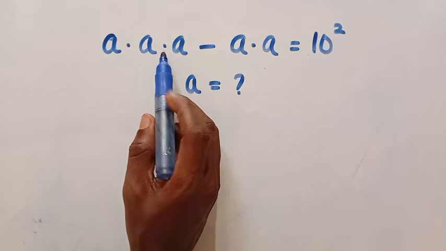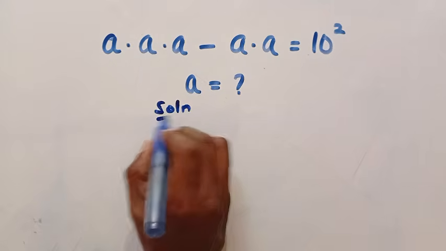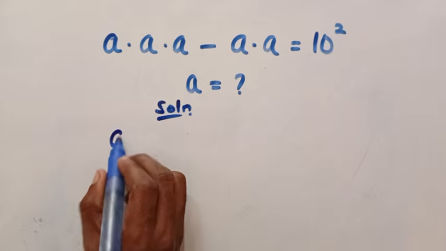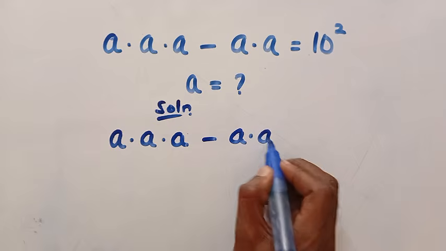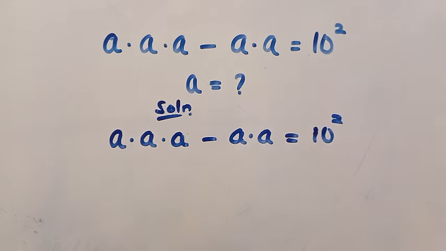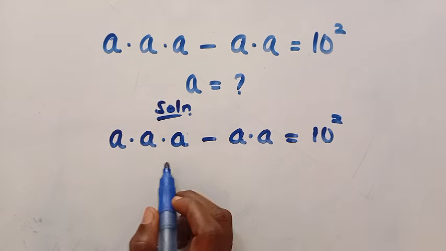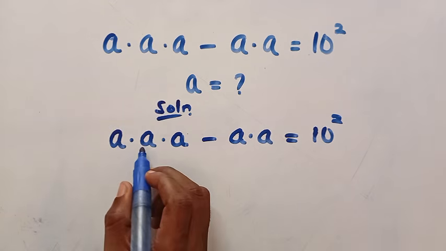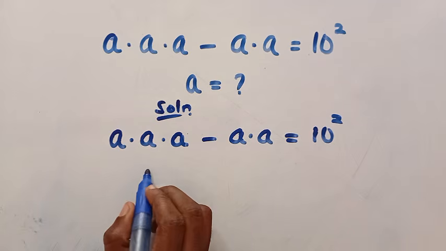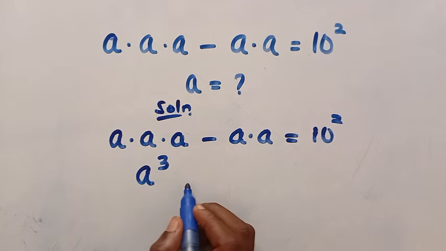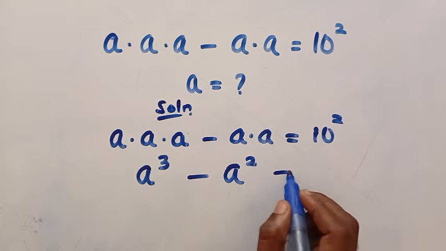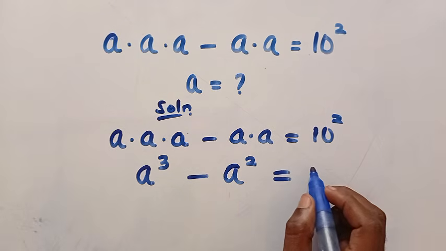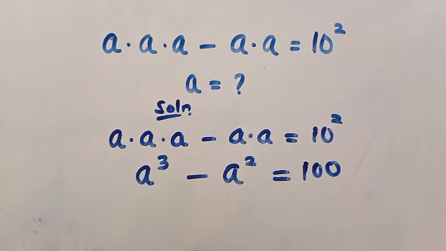This is multiplication. Let's consider the solution. From the given question, we have A multiplied by A multiplied by A minus A multiplied by A equals 10 to the power of 2. We need to find all the values of A. This is multiplication throughout, and by the rule of indices, A multiplied by A multiplied by A gives us A power of 3, then minus A multiplied by A, this is A power of 2, equals 10 raised to power 2, that is 100.